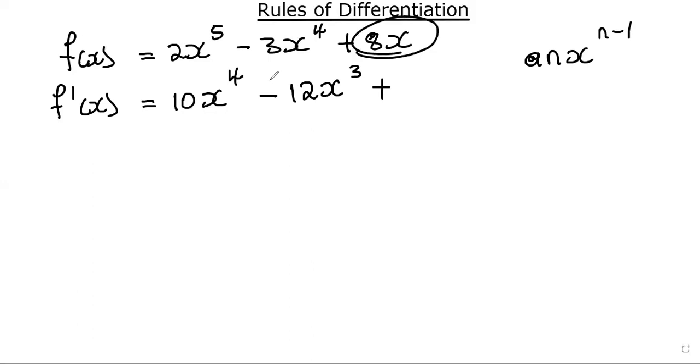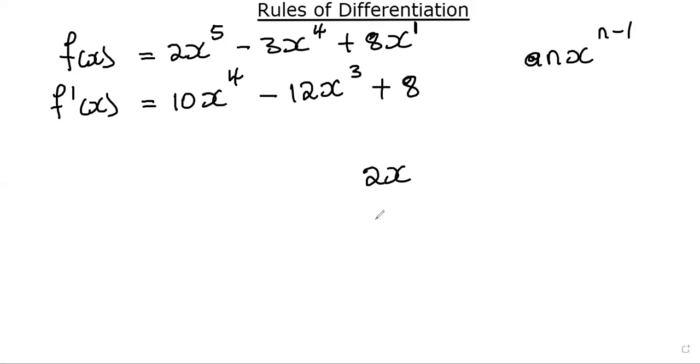And then I come to this one. And then I say, well, the exponent of x is 1. So 1 times 8, we get an 8. And then we still have our x there. Then we subtract 1 from the exponent. And then we get a 0. But we know that anything raised to the power 0 is just going to be 1. And 8 times 1 will just be an 8. Do you see that?